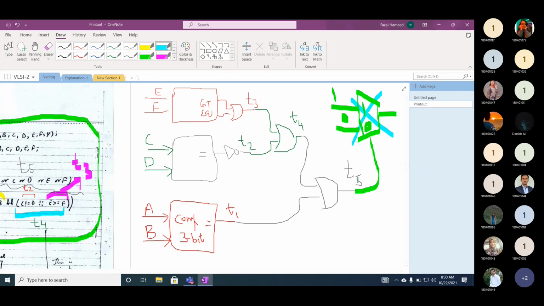Now if you get any Verilog code, the synthesizer will do this automatically. But when I ask a question in the exam and ask what hardware will be inferred, you have to think intelligently.